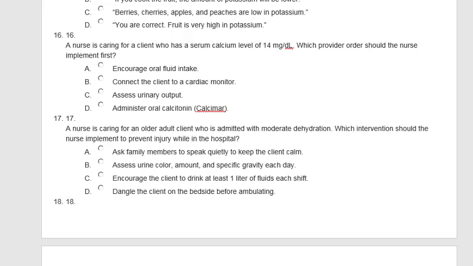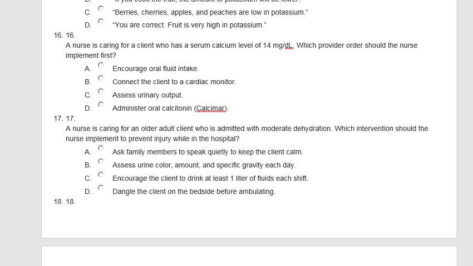Ask the family member to speak quietly and calmly. Okay, well, they're not really at risk for agitation when they're dehydrated. Assess urine color, amount, and specific gravity each day. That's true, but that's not really preventing injury. Encourage the client to drink at least 1 liter of fluid each shift. Yeah, but again, that's not really preventing injury.